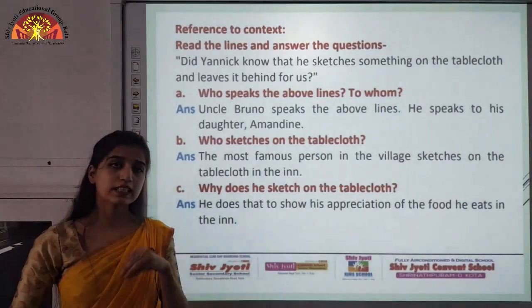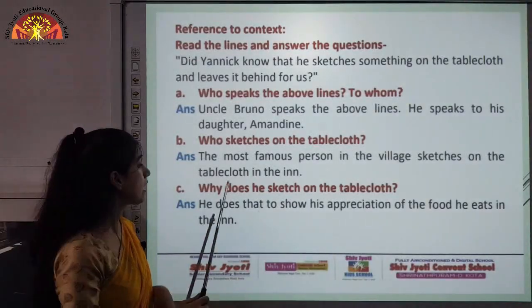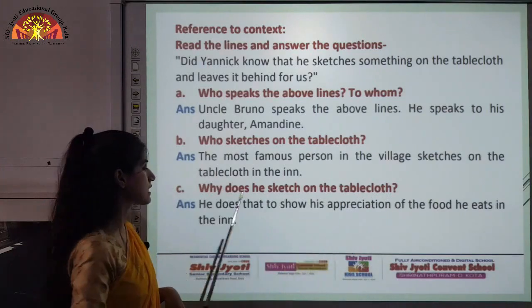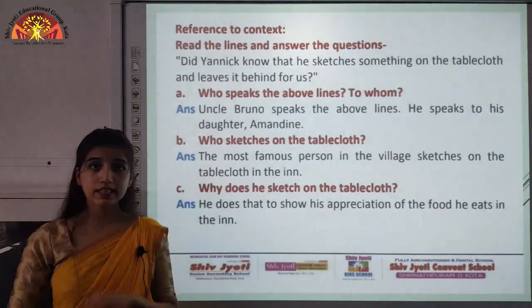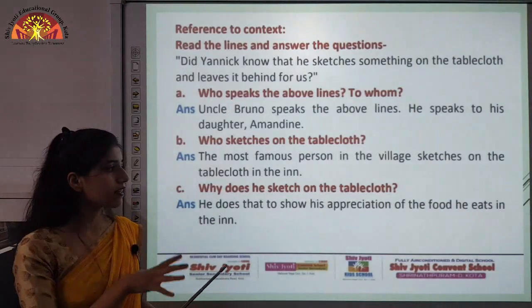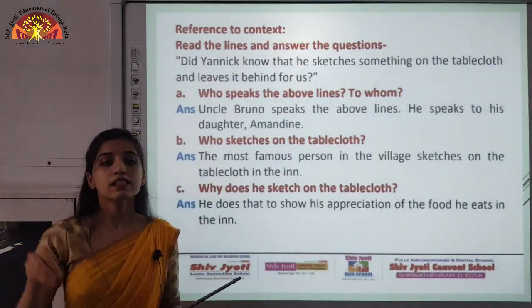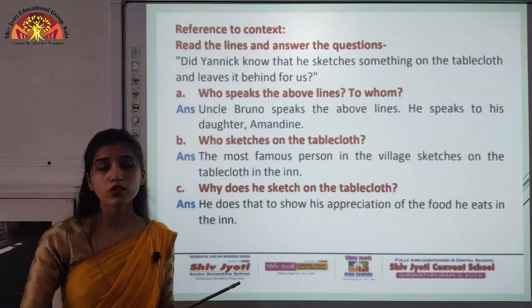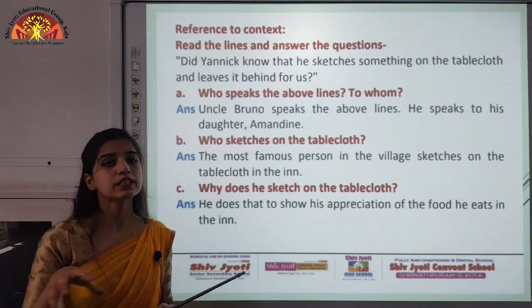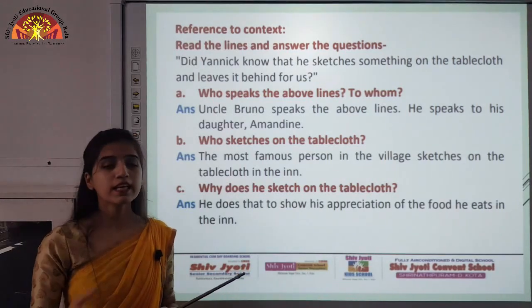Let's see. He does that to show his appreciation of the food he eats in the inn. That was told by me in the above questions also: he sketched something on the tablecloth because he liked the food made by Yannick, and in appreciation of this he painted or sketched something on the tablecloth.